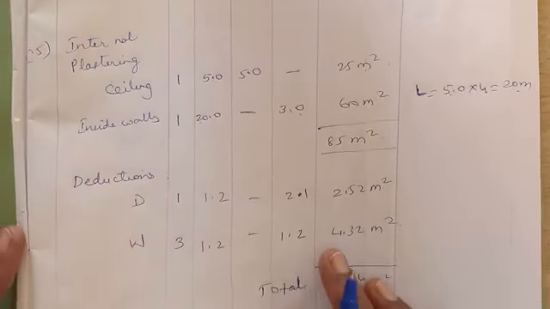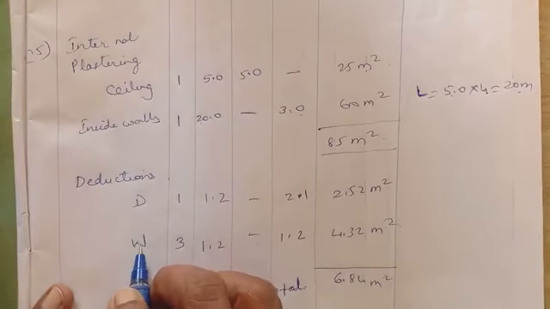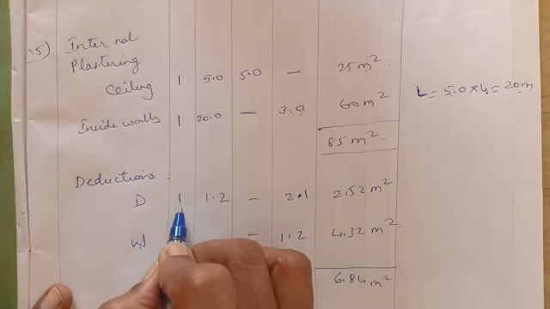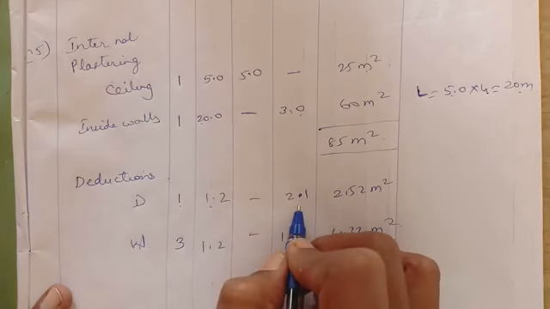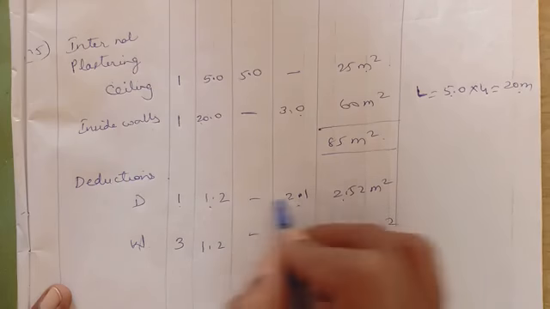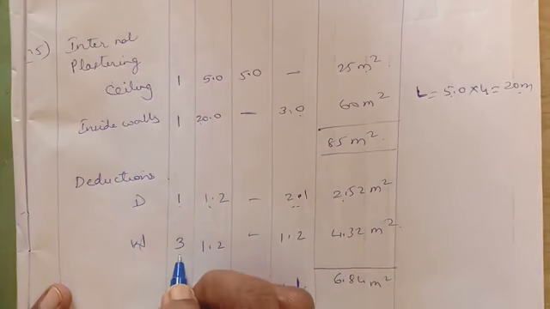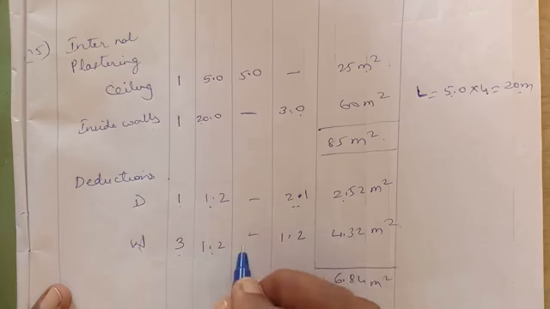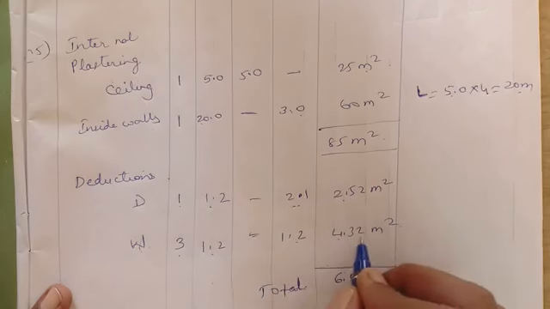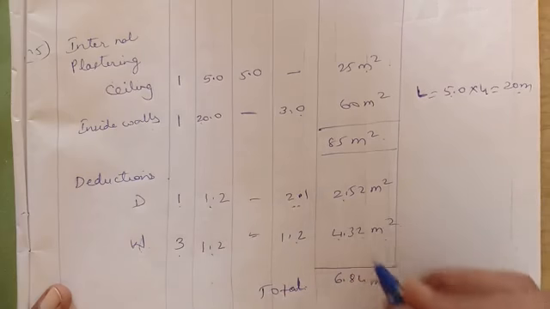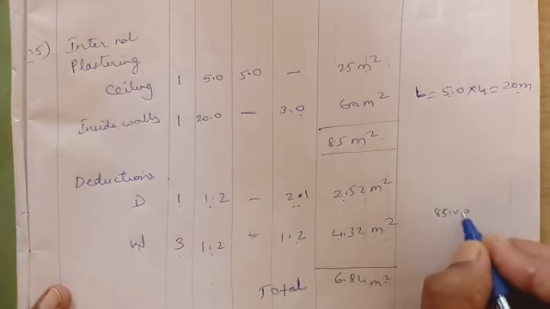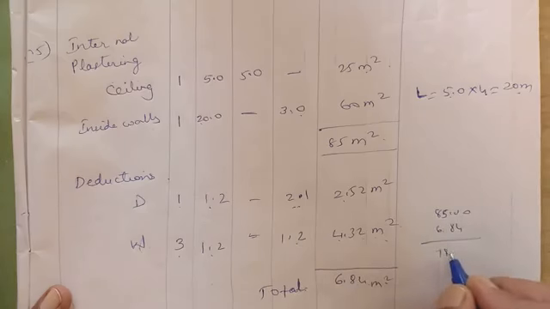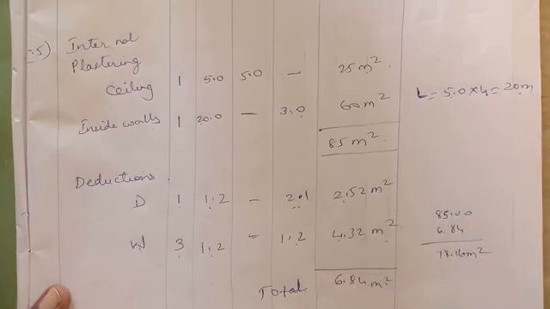Here also we will have to deduct the doors and windows. Again you can see one door we have, 1.2 meter is the size of the door, 2.1 is the height, 2.1 meters. So we are getting 2.52 meter square, 1.2 into 2.1. Windows we have 3, 1.2 is the size and height is 1.2, so 4.32 meter square. So the total deduction will be 6.84 meter square. From 85, if you deduct 6.84, you are getting 78.16 meter square. This will be our net total.